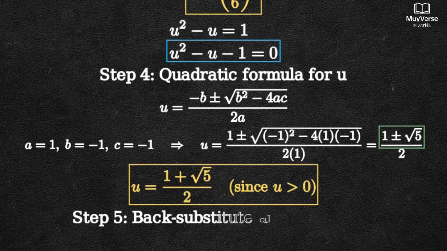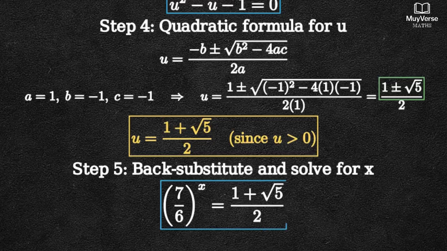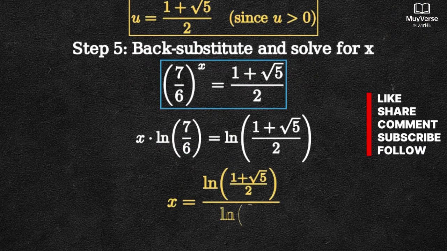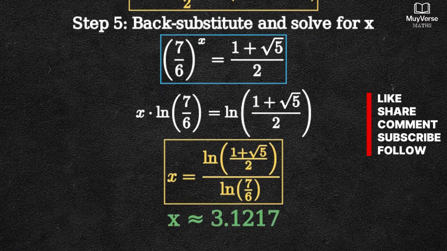Step 5. Back substitute and solve for x. We have (7/6)^x = (1 + √5)/2. Take natural logs of both sides. x times the natural log of 7/6 equals the natural log of (1 + √5)/2. Solve for x by dividing by the natural log of 7/6. Now, compute a numerical approximation.